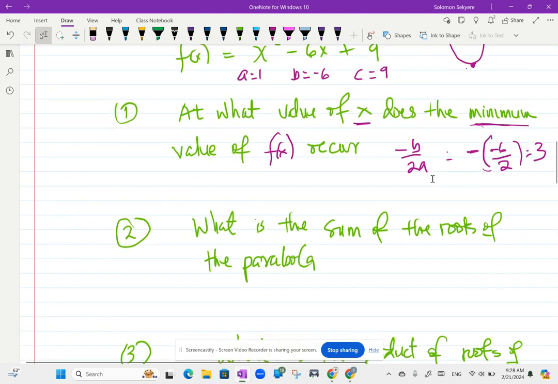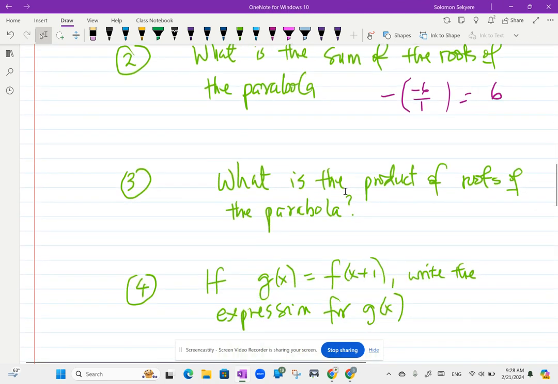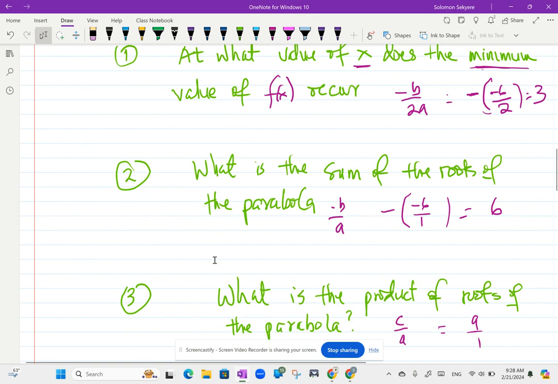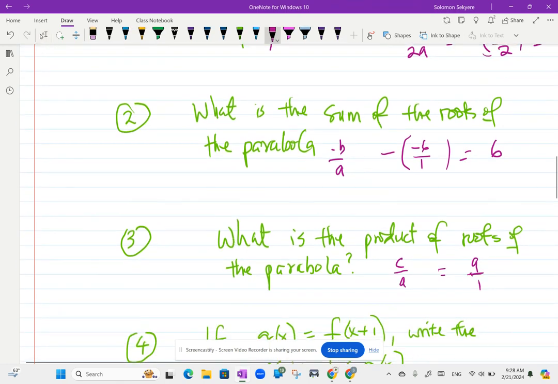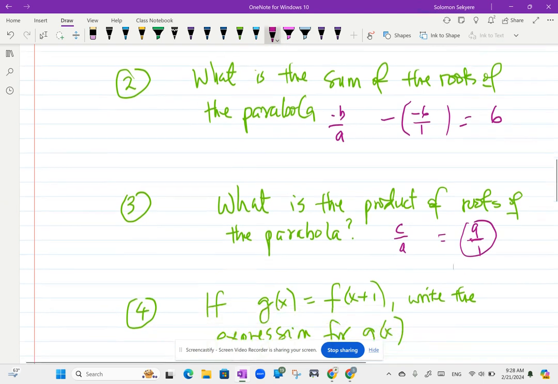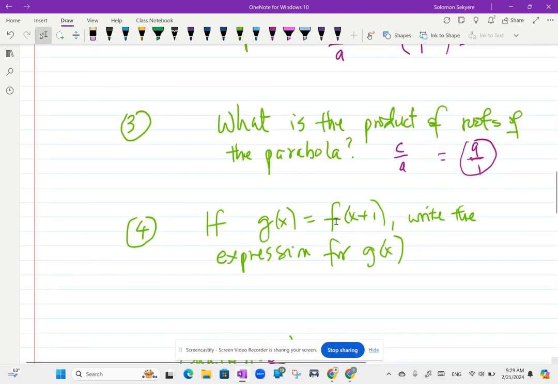What is the sum of the roots of the parabola? Minus b over a. Plug it in carefully: minus negative 6 over a, which is 1. So the sum of the roots will be 6. Product of the roots is what? C over a. C is 9, a is 1. So if you solve it, get your x-intercepts and multiply them, you get 9. So that's your answer.